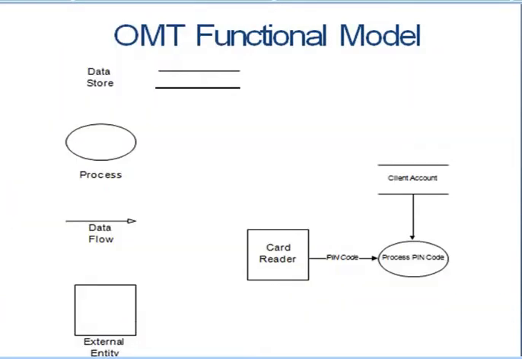Four symbols are generally assigned for different purposes. Data store is represented by 2 parallel lines. Elliptical shape represents process. Arrow represents data flow. And square represents external entity. So in this diagram, which is shown, data flow with 4 primary symbols as data store, process, data flow, and external entity.